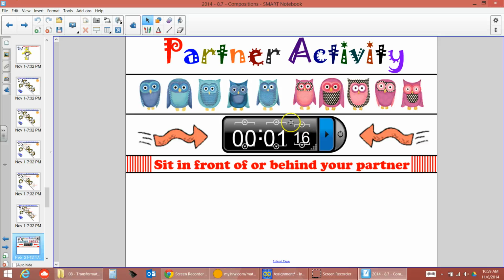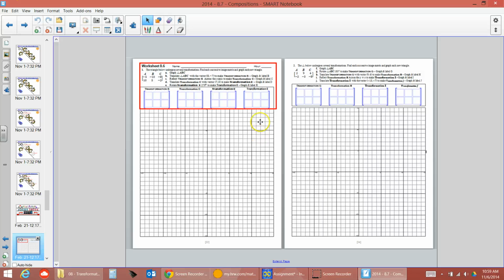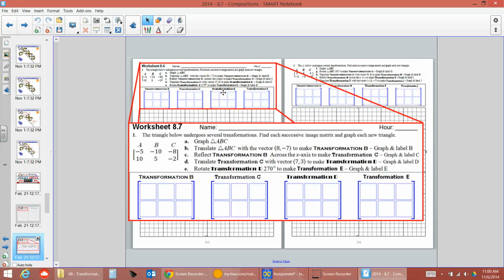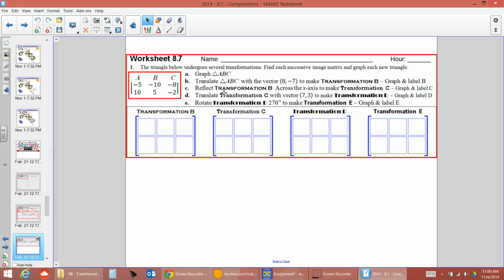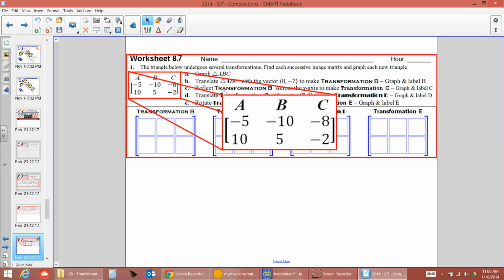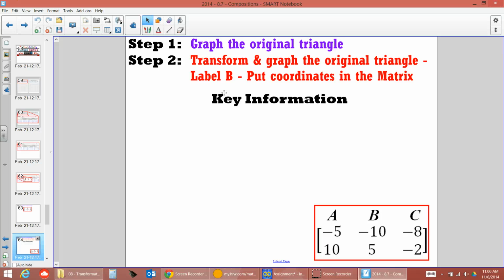Now, for your partner activity, we're going to work on some homework. If you notice your homework here, 8.6, I want to describe to you exactly what's going on in your homework problems. It says to first graph ABC. That part we can do. I know the X and Y coordinates. I can just plot them on my graph.